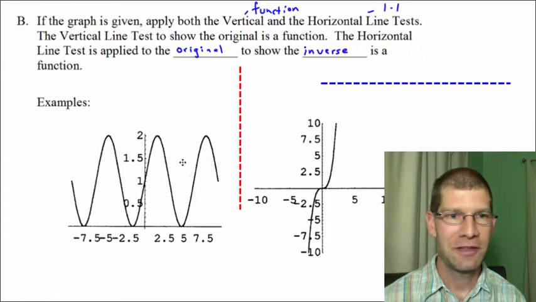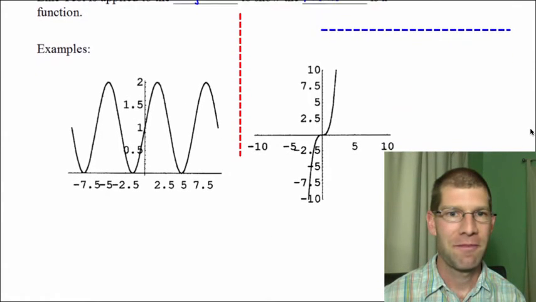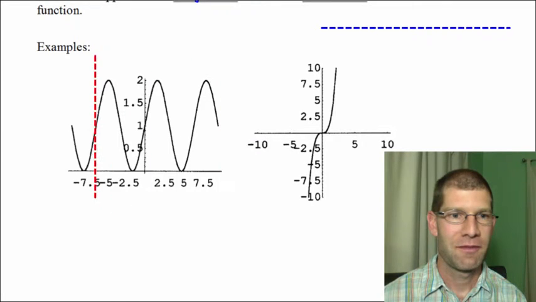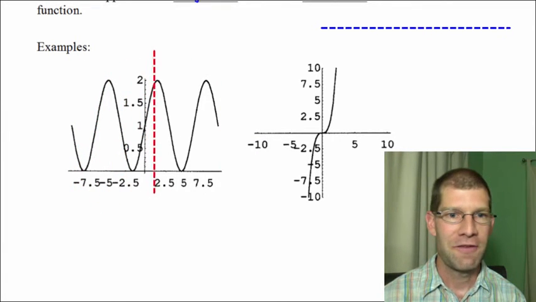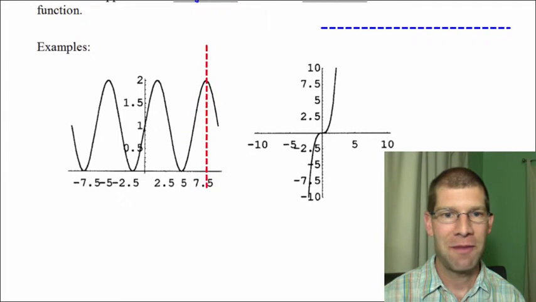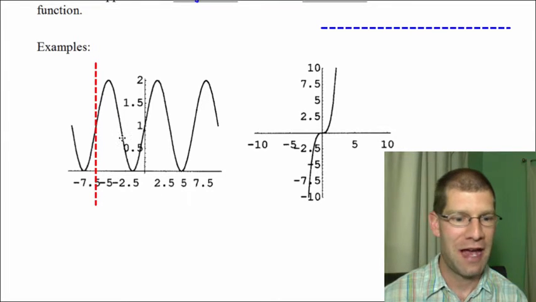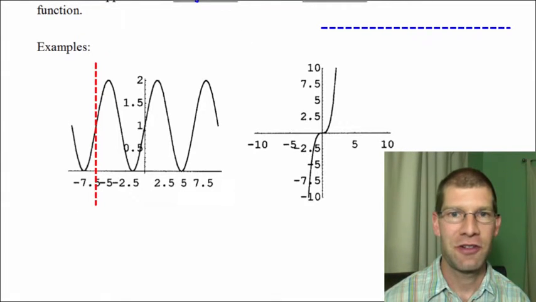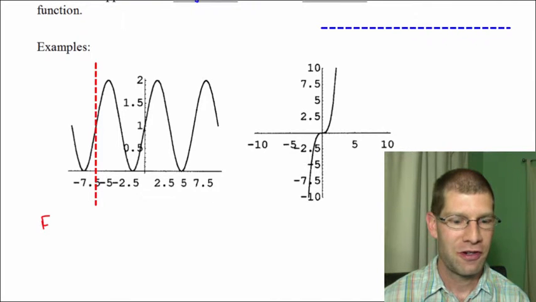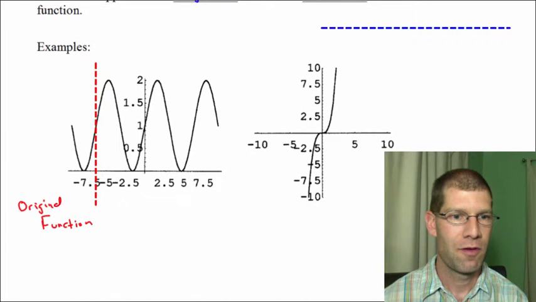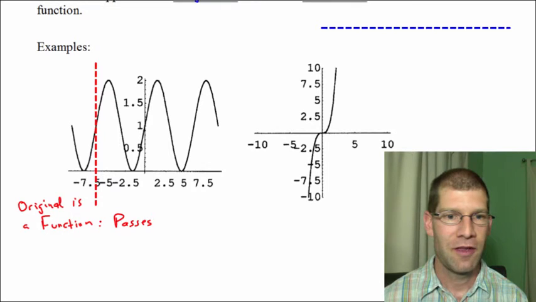But if we're looking at this one here, I'm going to scroll down just a tiny bit. We'll say, well, is this one a function? So if we take a vertical line, if no vertical line hits the graph more than one time, in this case it doesn't, any vertical line only has one spot on the graph. So we could then say this one here is a function. Maybe I should say the original is a function. And that's because it passes the vertical line test.